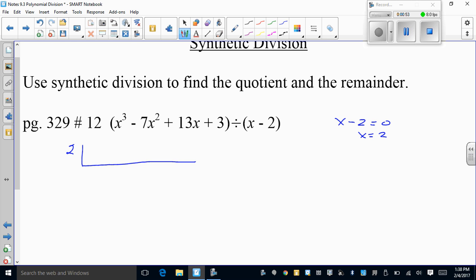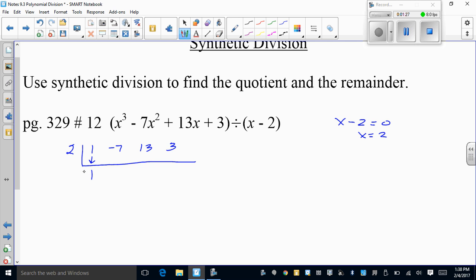And then inside our upside down division box, if that's what you want to call it, is just your coefficients. So the coefficient here is 1. This one is -7. This one is 13. And this one is 3. Now, on these ones, some people put a 0 here. Some just bring an arrow down to identify they have to bring the first term down. Anything on the outside of the box, you're going to multiply with the 2. Anything inside, you're just going to simply add down.